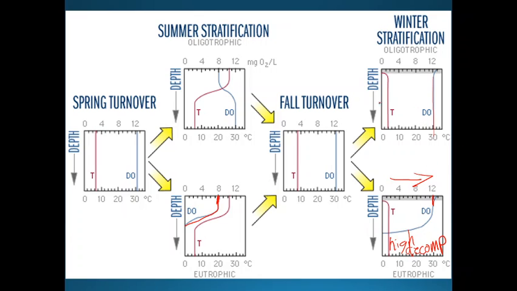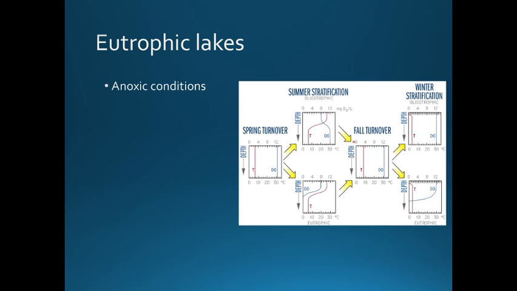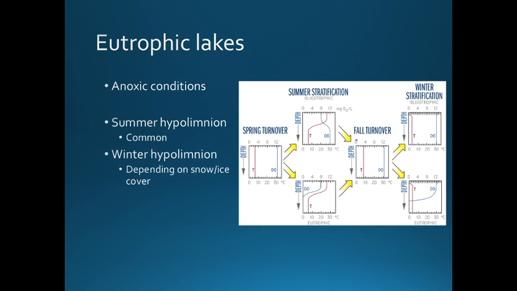So draw these graphs. If you can understand what is happening in these graphs and which line means what and why it is where it is, you'll understand pretty much this whole lecture. You can kind of integrate the entire lecture into these graphs right here. So again, this is showing that in eutrophic lakes, you get anoxic conditions in the summer and in the winter, right?